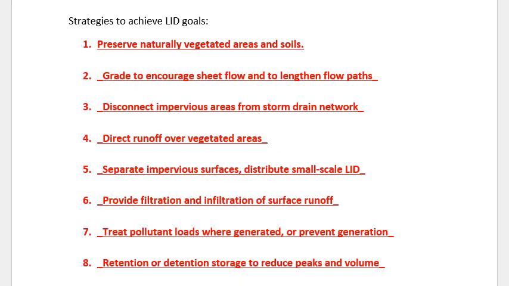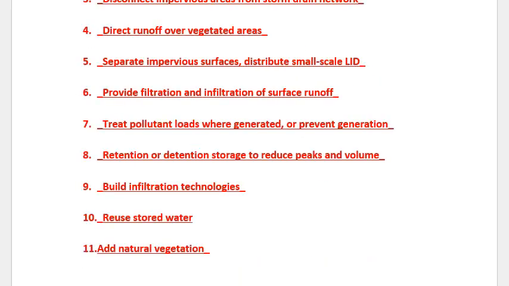Retention or detention storage to reduce peaks and volume. So that's always part of our stormwater management. Build various infiltration technologies. We'll go through a couple in this class. Reuse stored water. So rainwater reuse and collection can be an important strategy. And add natural vegetation. So those are all strategies we can use to reduce the runoff or improve water quality in our runoff. And again, I'll give you a few more seconds to write that if you're a writing person.